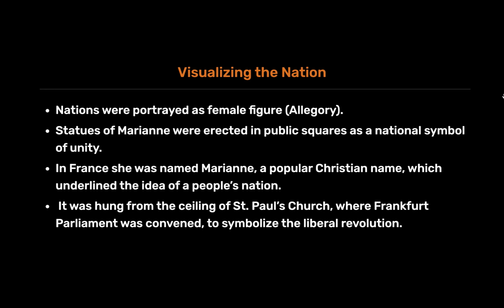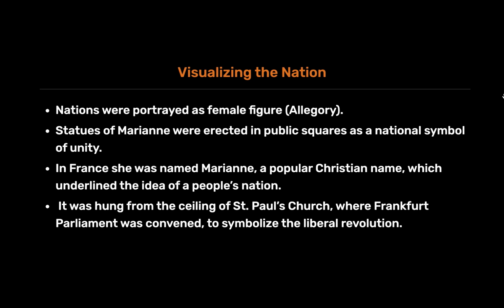Visualizing the nation. Nations were portrayed as female figure allegory. Marianne and Germania were both female allegories used by artists in the 19th century to represent the nation. Statues of Marianne were erected in public squares as a national symbol of unity. In France she was named Marianne, a popular Christian name, which underlined the idea of a people's nation.